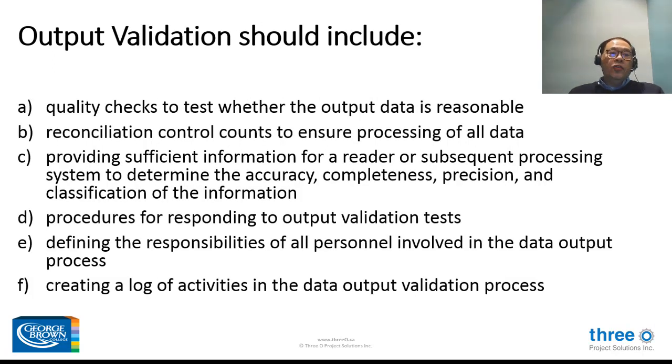Output validation should have quality checks, reconcile control counts, as I mentioned about the across and vertical values, and procedures for responding to output validation tests. If the output doesn't validate, then you don't display it, and you produce a message for the user. Again, create a log of activities in the data output validation process so that we always know what's going on, what went wrong, who did what, and so on.